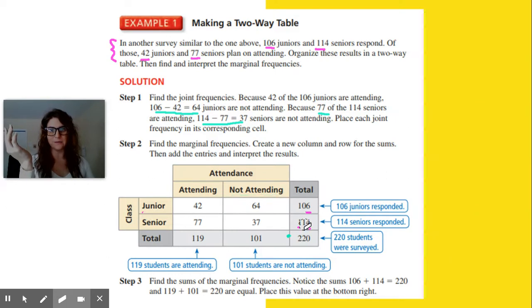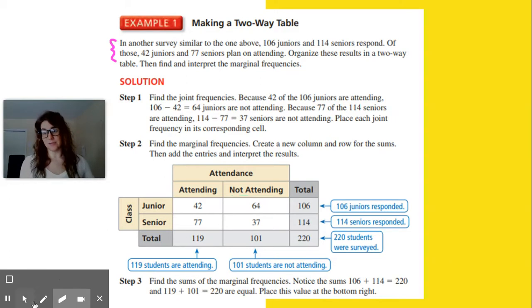Really, the hardest thing is figuring out what you are labeling all the parts of your tables if they don't tell you each component, right? So like I said, in this case, they only said they were attending. Can't just have a single column there. I had to figure out that they were also not attending.